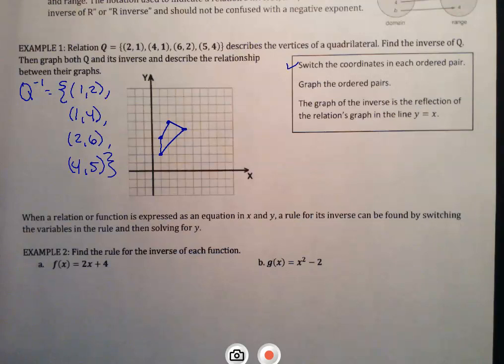Now, if you have a pencil, if you want to do a different color, or I have a pen you could borrow, you could. For the dash, you do not have to, we're going to use a dash mark for something else. I'm going to use a different color. So I'm going to put relation Q in red. So I'm going to go (2, 1), (4, 1), (6, 2), (5, 4).